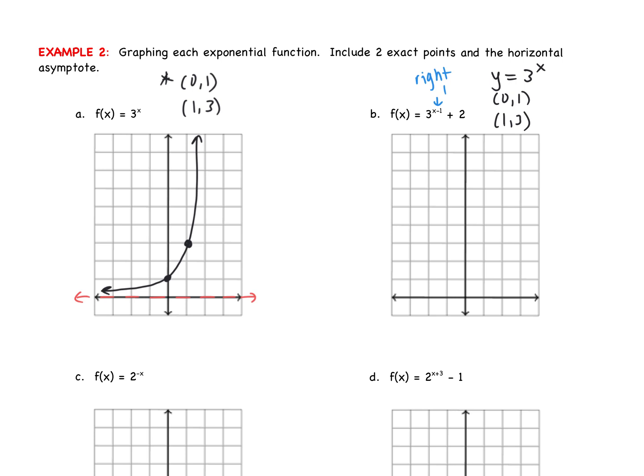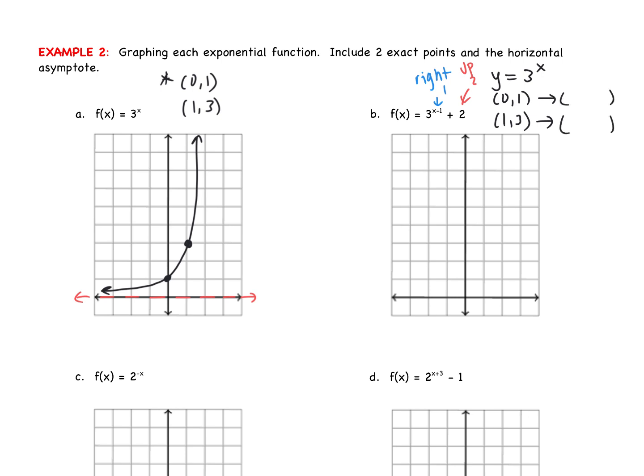Okay, the +2, since it's not attached to the x, is going to affect y. What is that going to do? Up 2. Okay, so what's going to happen then is these 2 points are going to move right 1 and up 2.